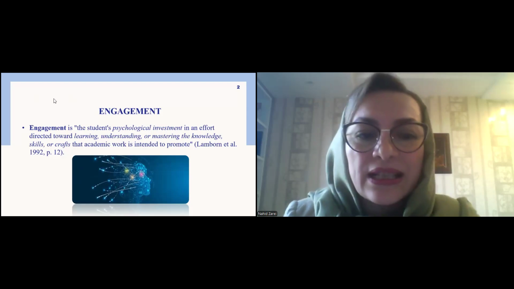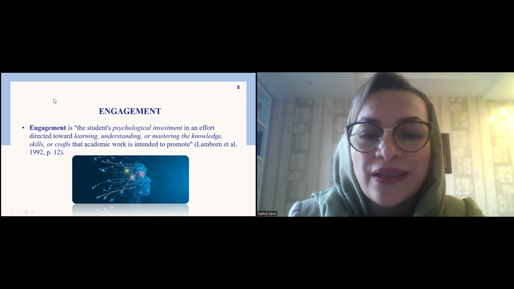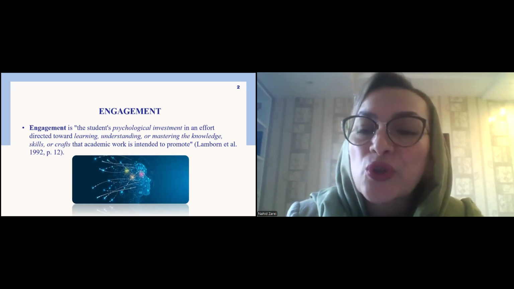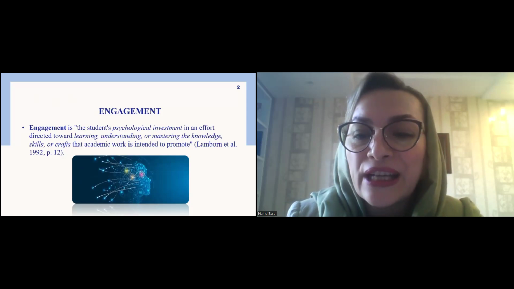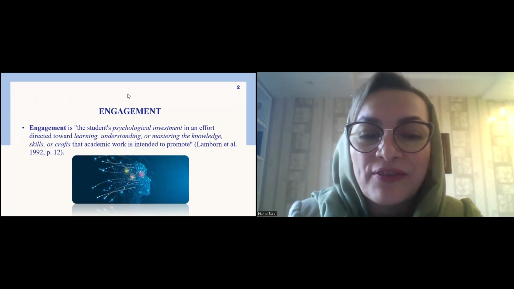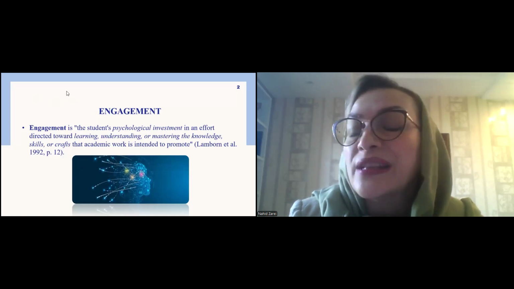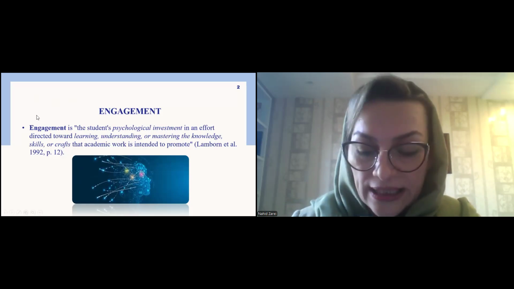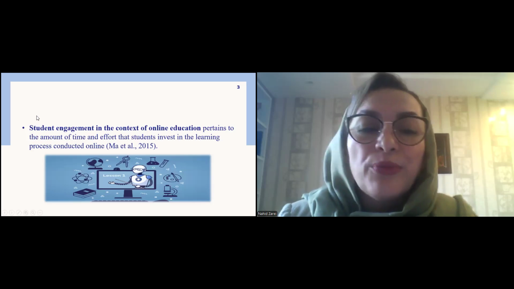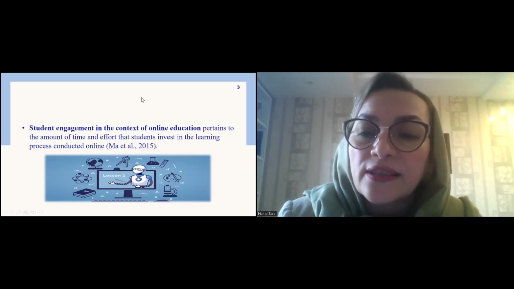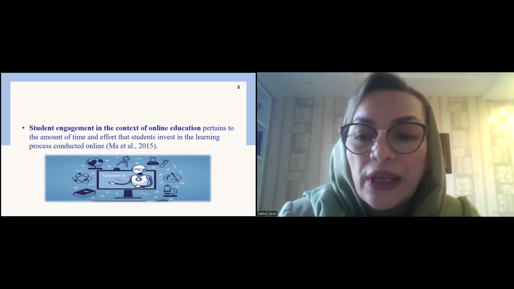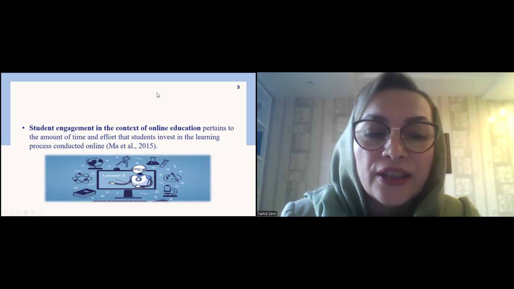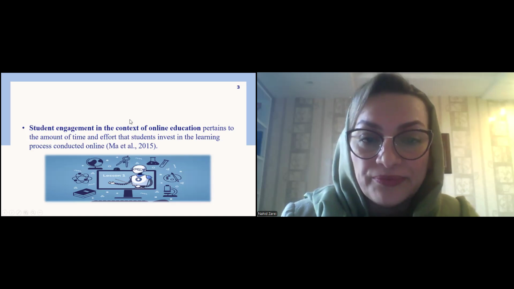So engagement, by engagement, we mean the student's psychological investment in an effort directed toward learning, understanding, mastering the knowledge, skills, crafts that academic work is intended to promote. This is the general definition given for engagement in education. By student engagement in the context of online education, we mean the amount of time and effort that students invest in the learning process conducted online.